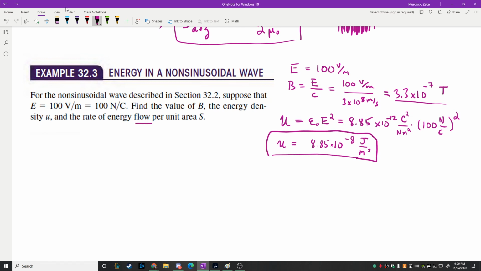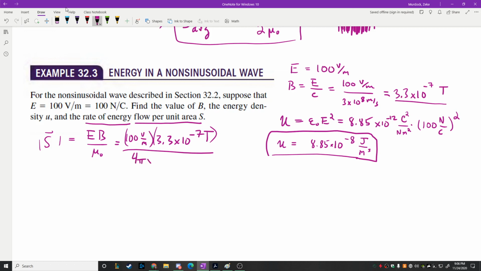And then finally, we want to find the flow per unit area S. So the rate of energy flow. That doesn't say average, right? It just says the rate, right? So we'll say then that S magnitude is equal to E times B divided by mu naught. So that's going to be equal to E, which was 100 volts per meter, times B, which is 3.3 times 10 to the minus 7 Tesla, divided by mu naught, which is 4 pi times 10 to the minus 7 Tesla meter per amp. Okay, don't fault me too much if that's wrong. I think that's what it is.